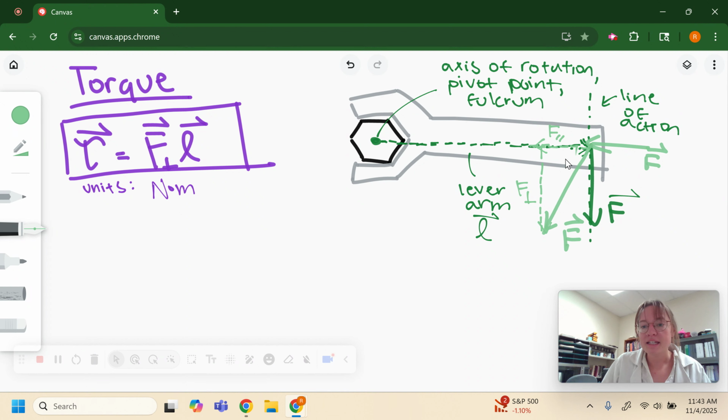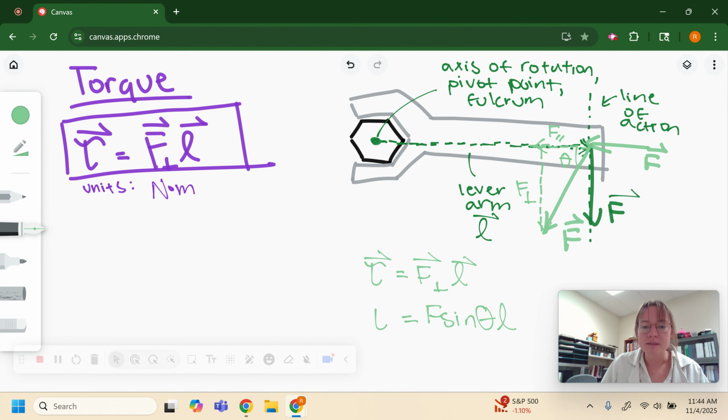If I defined this angle here to be the angle of my force, we'll call it angle theta, and I asked you how much torque is being applied by this force, you'd say the amount of torque being applied by that force is the part of the force that is perpendicular to the lever arm. That's not the whole force. That is just F times, careful here with your trick friends, sine of theta, times the length of the lever arm L.